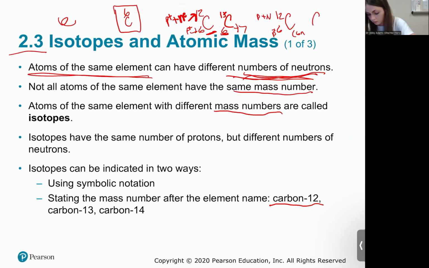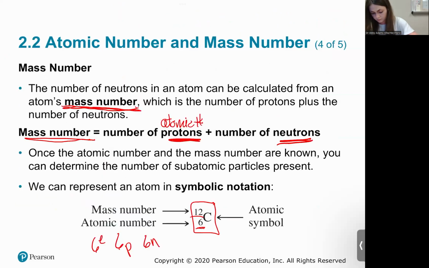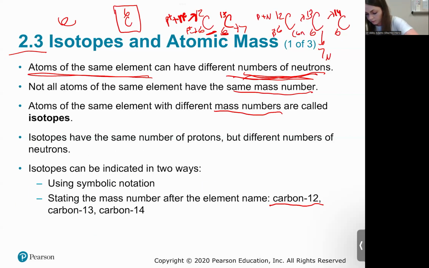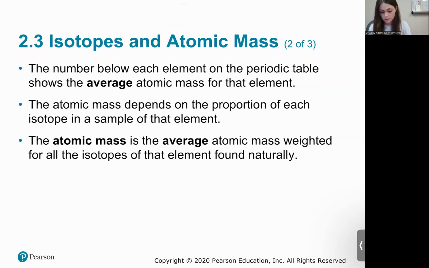Carbon 13, carbon 14, the protons stay the same, but the mass number is changing. Why? Because the number of neutrons changes. Here you have 7 neutrons, here you have 8 neutrons, and so on and so forth. So these are isotopes. They have the same number of protons, but a different number of neutrons. I showed you the symbolic notation, and also that you can call that carbon 12, carbon 13, carbon 14. And we'll use carbon as an example a lot.